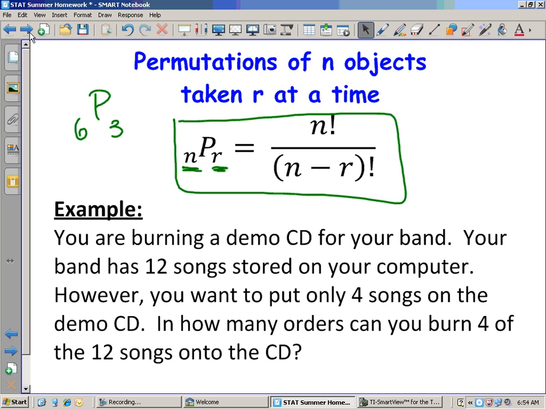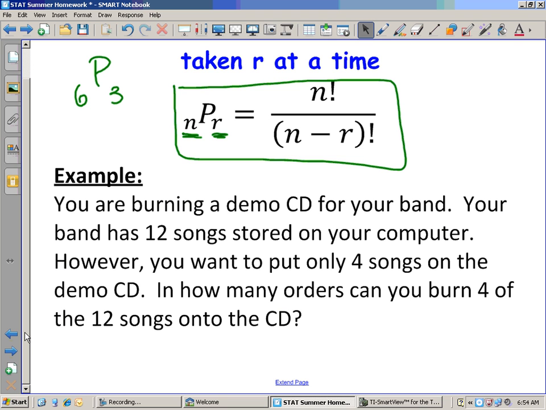Okay, another example. You are burning a demo CD for your band. Your band has 12 songs stored on your computer. However, you want to put only 4 songs on the demo CD. In how many orders can you burn 4 of the 12 songs onto the CD? Let me just preface this by saying that the order matters here. We'll get into what happens if the order doesn't matter, but here the order does matter. So we're using a permutation.